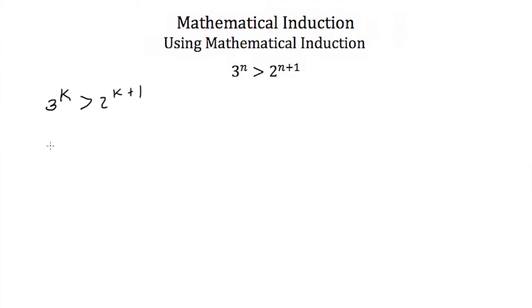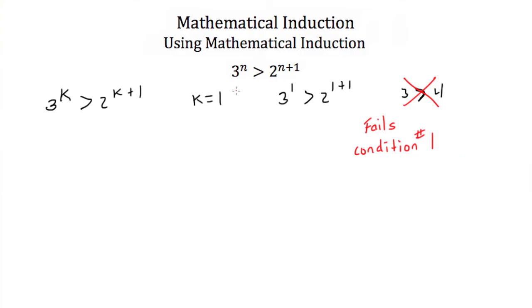Now the first thing we do is check this equation for a k value of 1. 3 to the 1 must be greater than 2 to the 1 plus 1 power. Well, 3 to the 1 is 3, and 2 to the 1 plus 1 power is 4. 3 is not greater than 4, which means this fails condition 1, which means we don't even have to do condition 2. This is not true, or it's never true for every value of n.